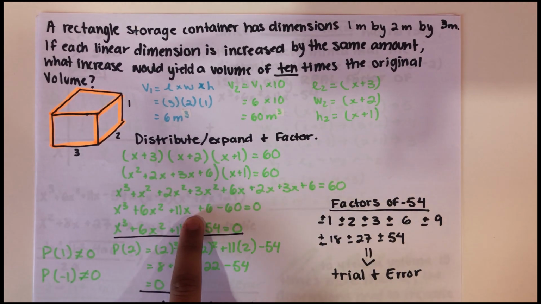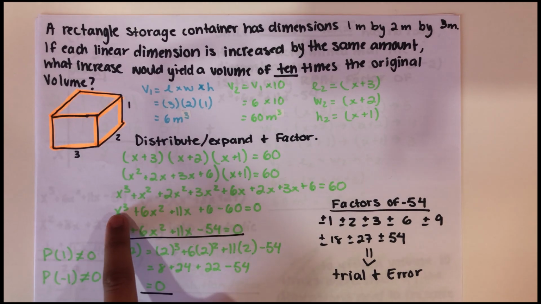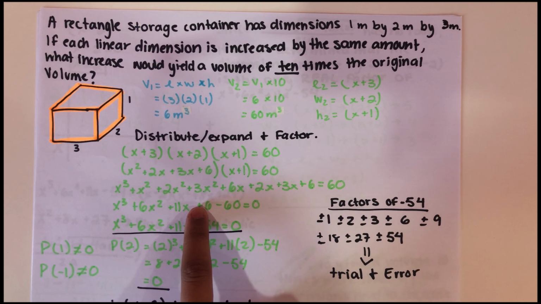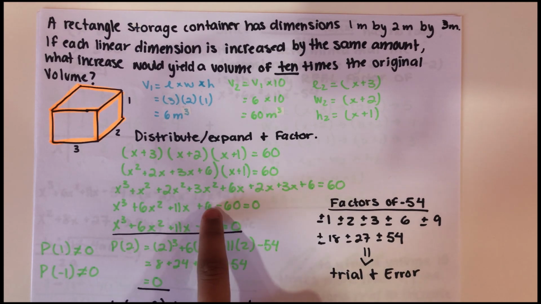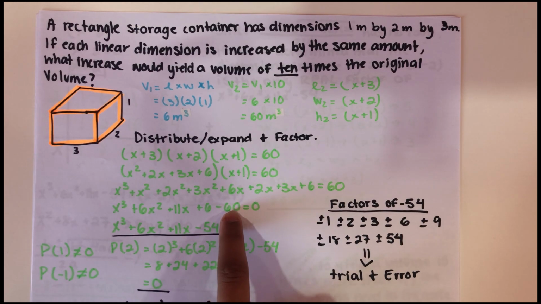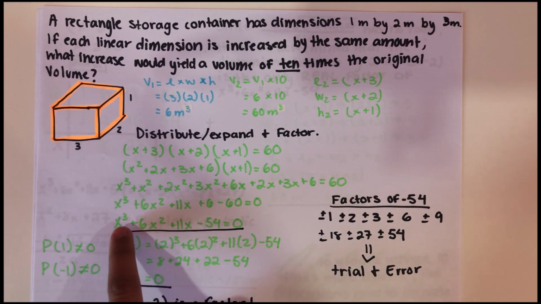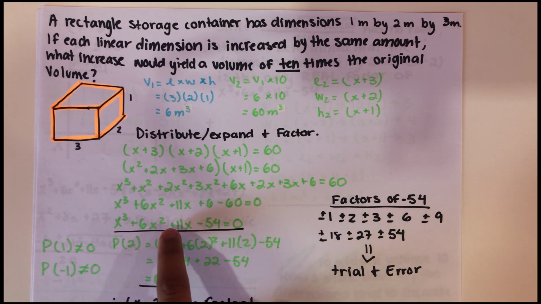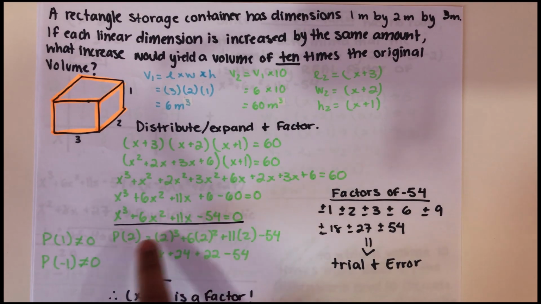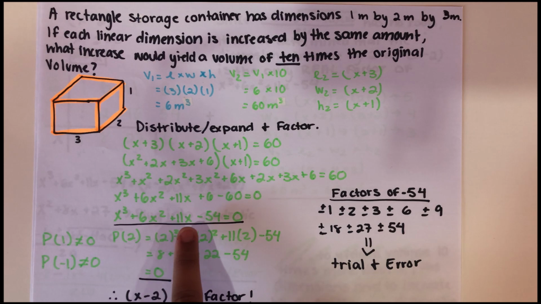And we're going to simplify that, which will give us x to the power of 3 plus 6x squared plus 11x plus 6. And then we're going to bring the 60 over to the other side, which will give us minus 60 equal to 0. So our final equation is x cubed plus 6x squared plus 11x minus 54 equal to 0. And now we're going to figure out factors of negative 54, okay?